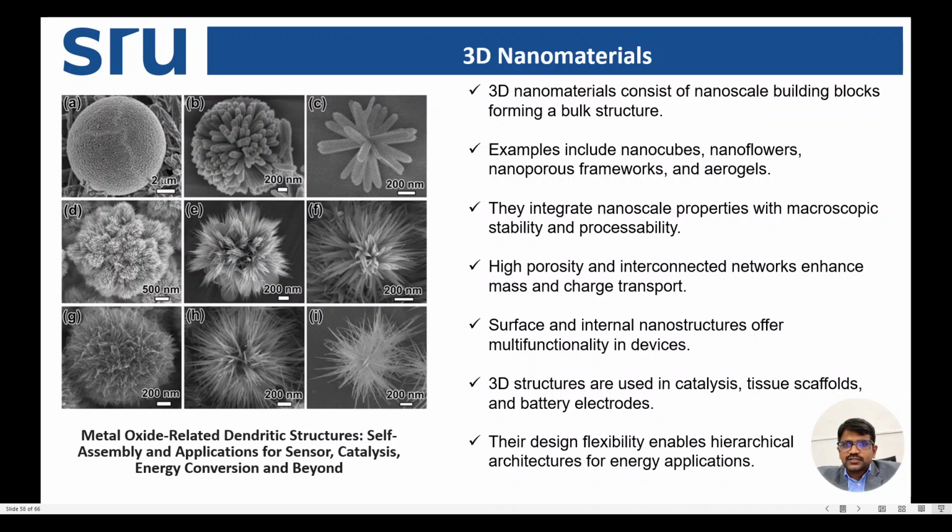Surface and internal nanostructures offer multifunctionality in devices. Because of this high porosity and bulk-like structure, and also because of more stability and processability, we can repeat the morphology easily, compared to 1D and 2D, even on a large scale. So that's why it provides multifunctionality in devices. 3D structures are used in catalysis, tissue scaffolds, and battery electrodes. So this is very important.